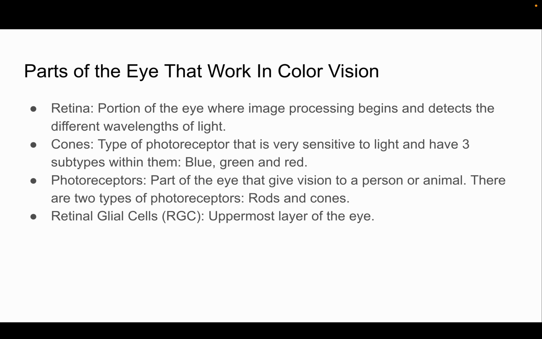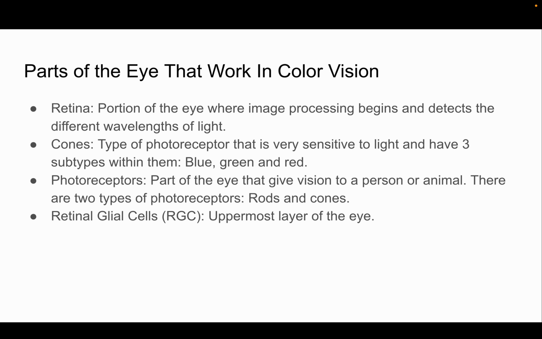But before discussing either of the two main theories of color vision, it's important to discuss the parts of the eye that are important for seeing color in the first place. The first one is the retina, and that's where image processing begins in the eye. Cones are types of photoreceptors that are sensitive to light, and there are three main subtypes of them: blue cones, green cones, and red cones.